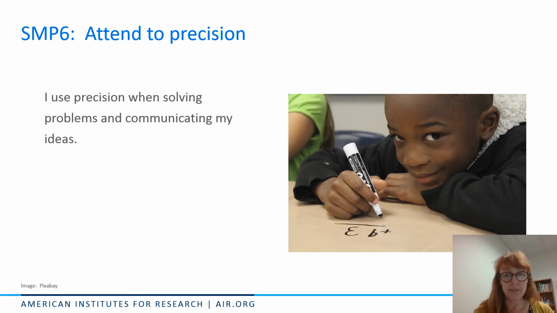Our sixth practice standard is attend to precision. I use precision when solving problems and communicating my ideas. I'm careful to calculate accurately and efficiently, and I choose the degree of precision that's appropriate to the context. I use mathematical symbols correctly, and I can describe their meanings. I also understand that numbers are flexible, and I can write numbers in different ways.